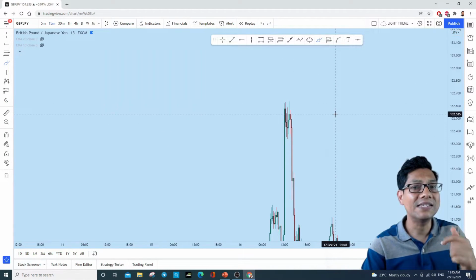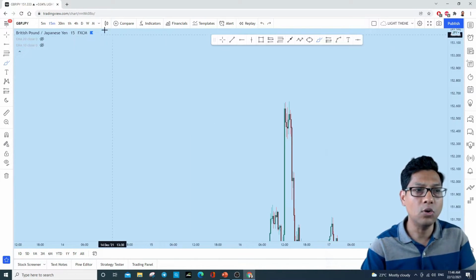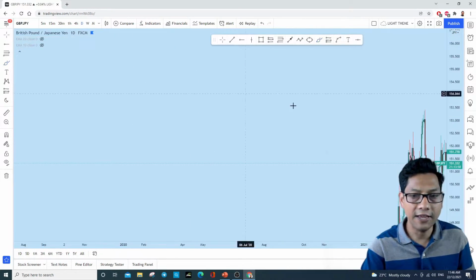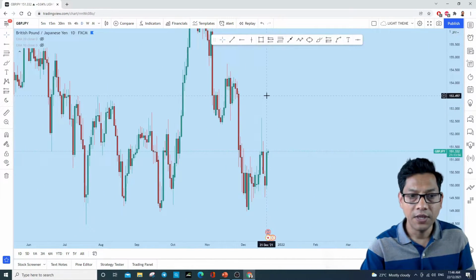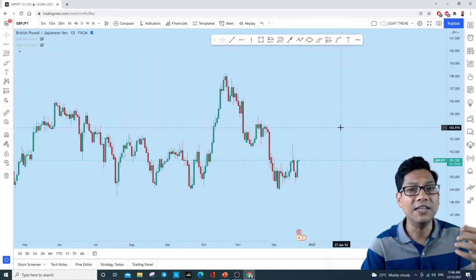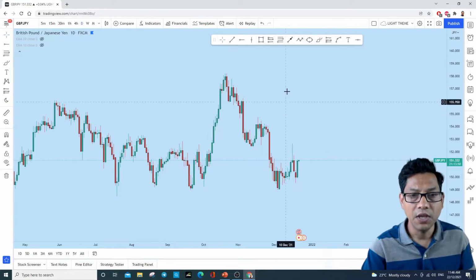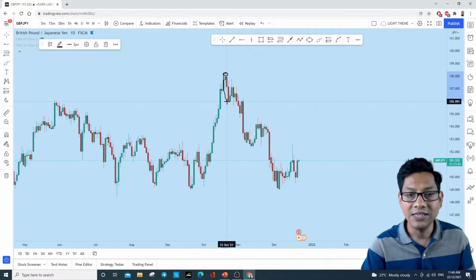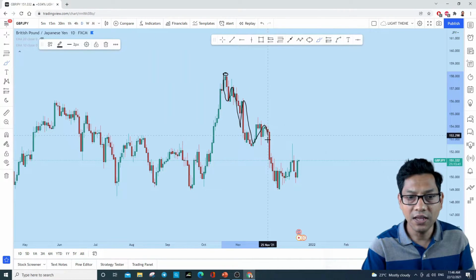Now let's approach it in a different way. Let's go to the daily time frame and see what's happening here. Now let's see on the daily. What you saw on the 15 minutes is a completely different picture on the daily. You see the price starting from here, creating a trend, a series of lower highs and lower lows. This is a typical downtrending market structure.